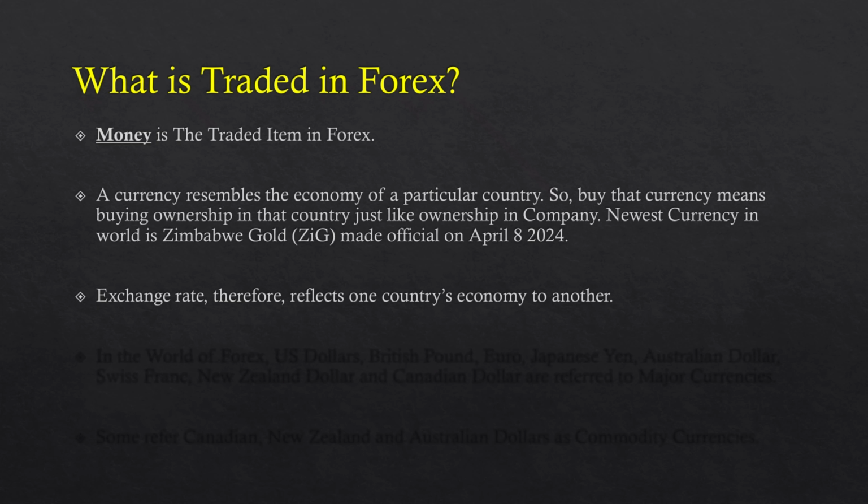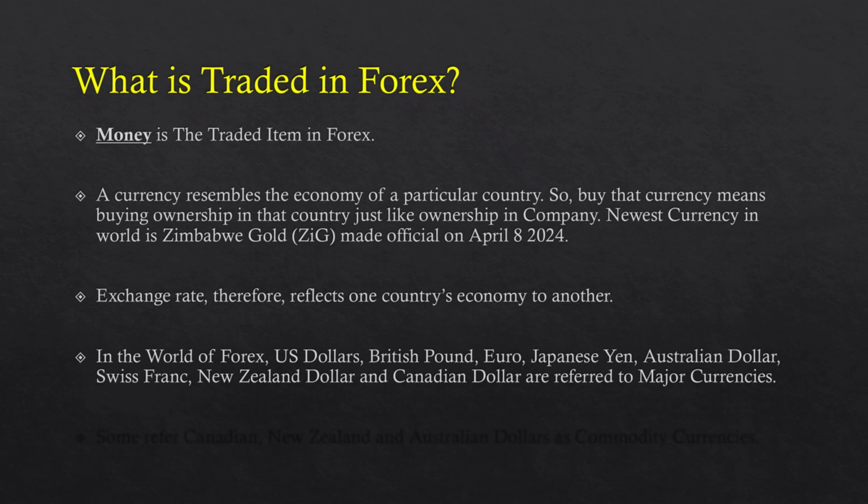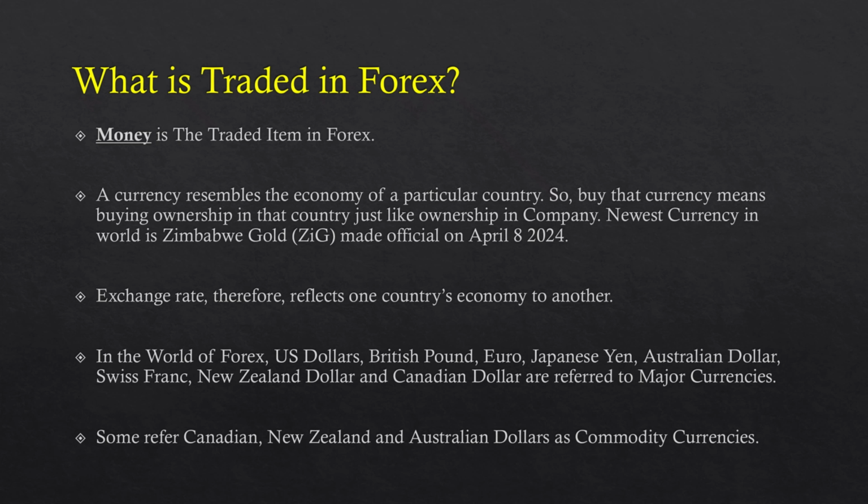Therefore, exchange rates reflect one country's economy in relation to another. In the world of currencies, we have what we call the 8 major currencies. These are the 8 most traded currencies in the world, and they are from countries with large economies. These currencies include the US dollar, pound, euro, yen, Australian dollar, Swiss franc, New Zealand dollar, and Canadian dollar. However, some traders refer to the Canadian, New Zealand, and Australian dollars as commodity currencies, but that doesn't change anything. For us, we stick with naming all of them as major currencies.